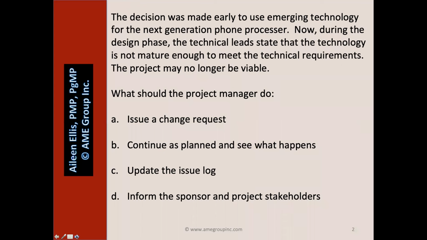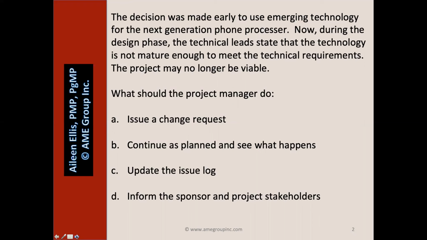The decision was made early to use emerging technology for the next generation phone processor. Now, during the design phase, the technical leads state that the technology is not mature enough to meet the technical requirements. The project may no longer be viable. What should the project manager do?